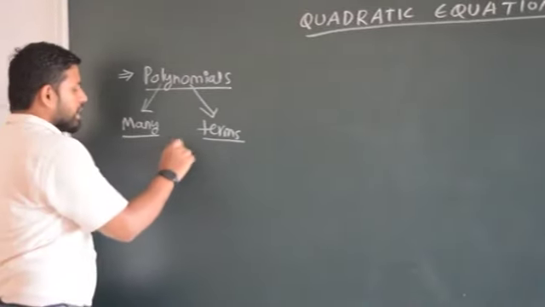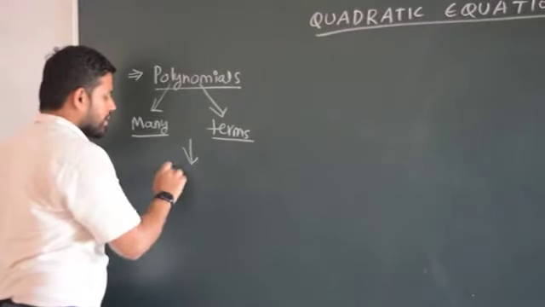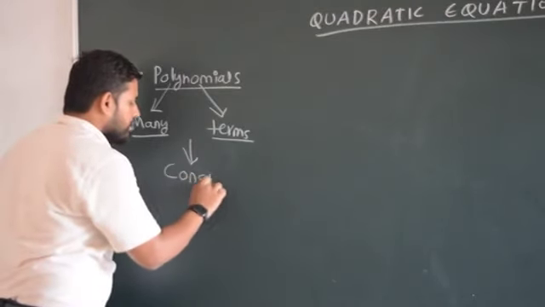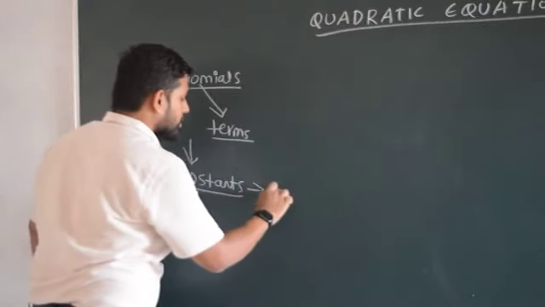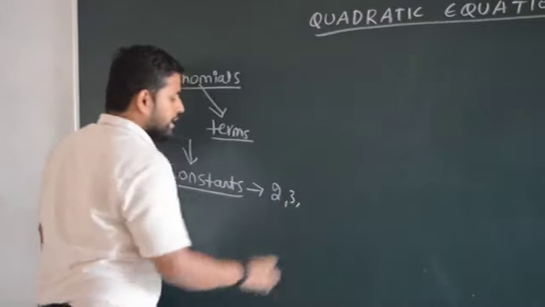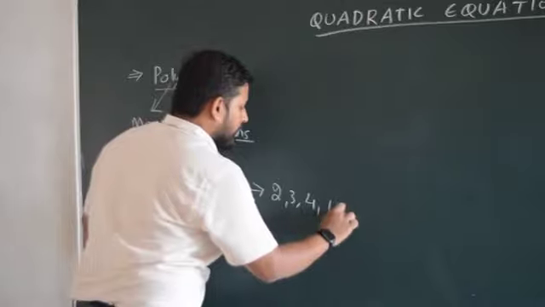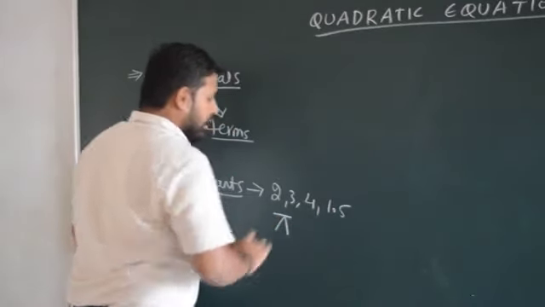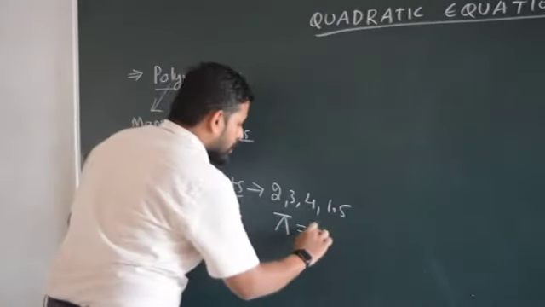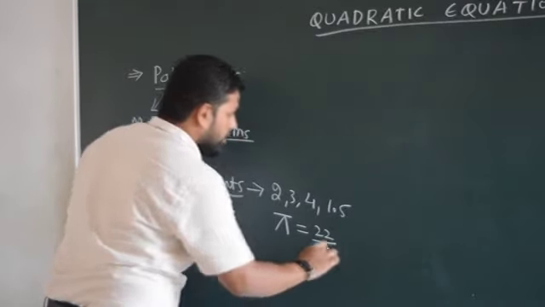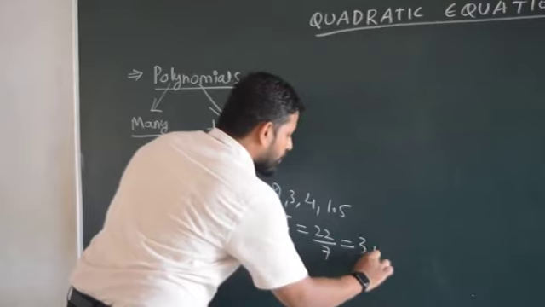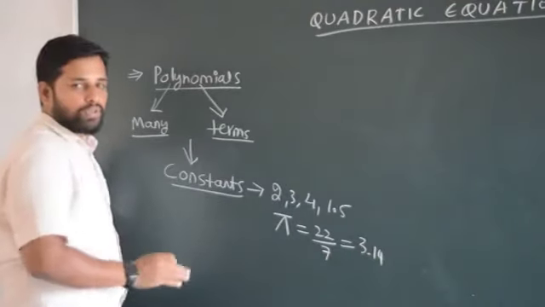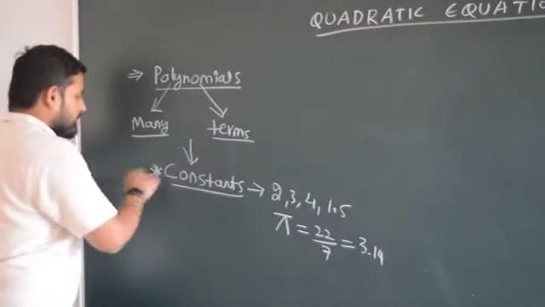What are the different types of terms I discussed in your last class? One is constants. What are the examples for constants, my dear children? Constants are 2, 3, 4 and 1.5. I can say pi also. Whenever I say pi, you are supposed to say only 22/7. There is no value other than this. For pi, you have to say 22/7 or you can say 3.14. These are the only values which you are going to say. So that is one type of term, that is constant.